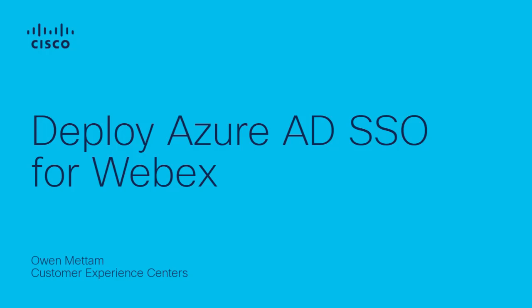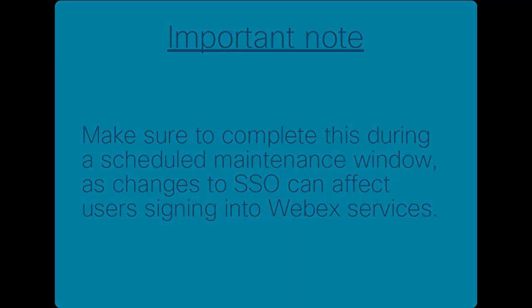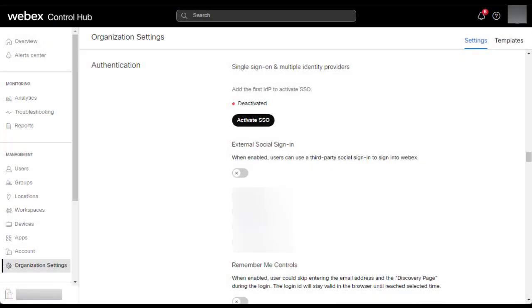Today, I'm going to go over how to deploy SSO for your Webex Control Hub using Microsoft Azure AD. As an important note, make sure to complete the following instructions during a maintenance window, as this will affect user authentication into Webex services. First, navigate in Control Hub to your organization settings and then scroll down in the page to the authentication section. Here, you'll see that SSO is currently deactivated.